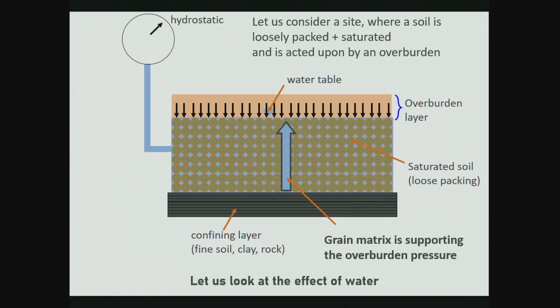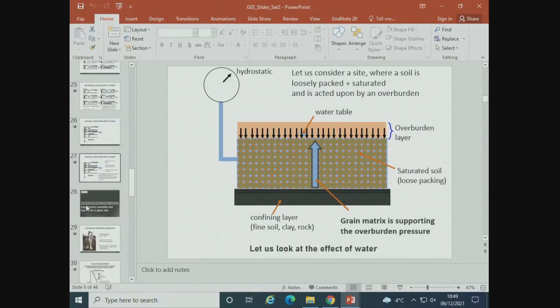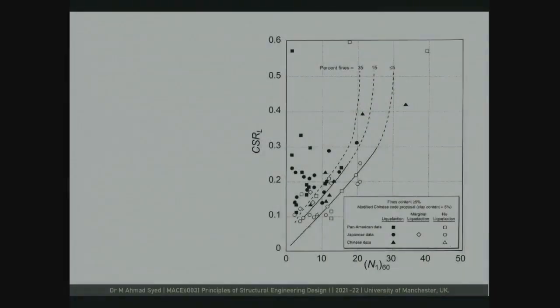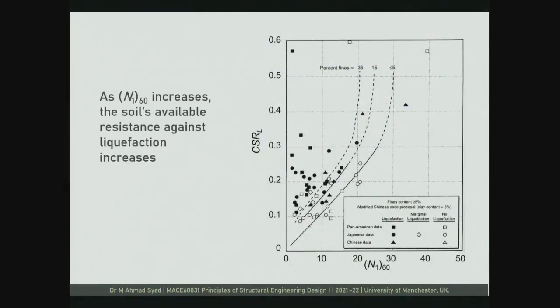Okay, so that is what is shown in that graph, that with increasing fines content, the soil has greater and greater resistance against liquefaction. So as (N1)60 increases, the soil's available resistance against liquefaction increases, and percentage fines affects the soil's resistance, but you know how it affects. So it is always good if you have a well-graded soil, so you have gradation of different sizes rather than a uniform soil. So a uniform soil is likely to liquefy at relatively smaller earthquake-induced loads, while a well-graded soil, where you have proportion of different particle sizes, the chances of liquefaction are comparatively small.